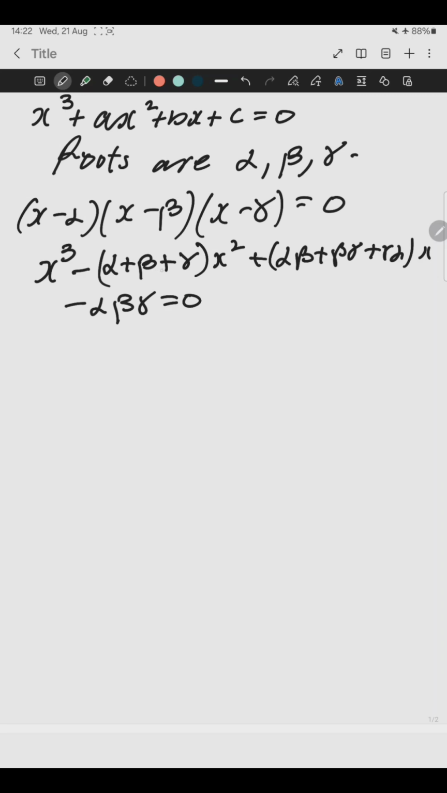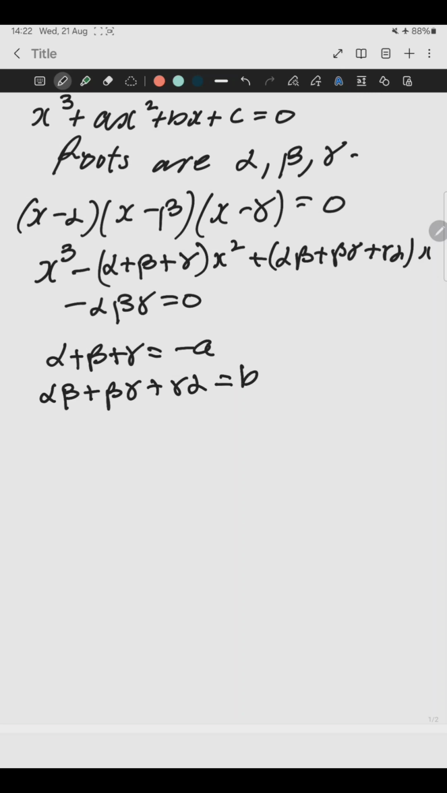So comparing these coefficients here, we see that alpha plus beta plus gamma, the sum of the roots, is equal to minus a. The sum of the roots taken in pairs, alpha beta plus beta gamma plus gamma alpha, is equal to b. And the product of the roots, alpha beta gamma, is equal to minus c.